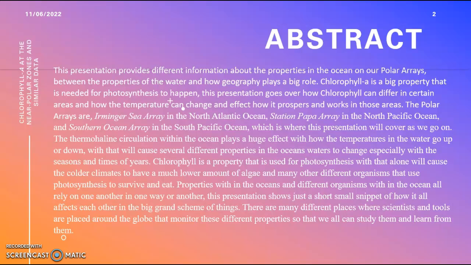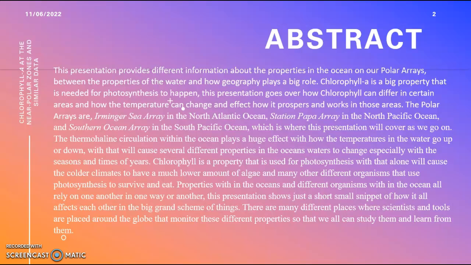The polar arrays are the Imminger Sea Array in the North Atlantic Ocean, the Station Papa Array in the North Pacific Ocean, and lastly the Southern Ocean Array, in the South Pacific Ocean, which is where this presentation will cover as we go on.